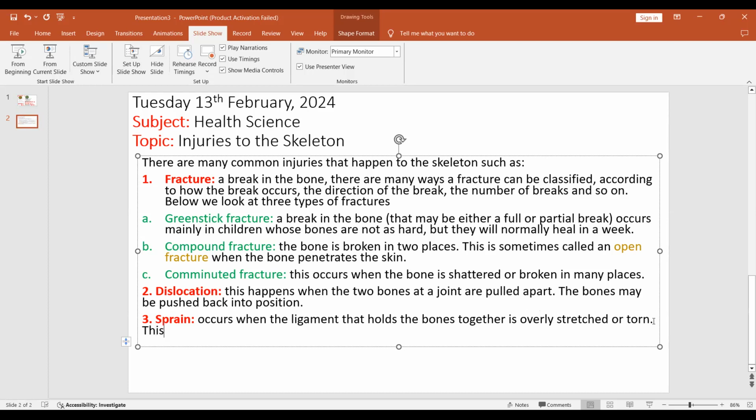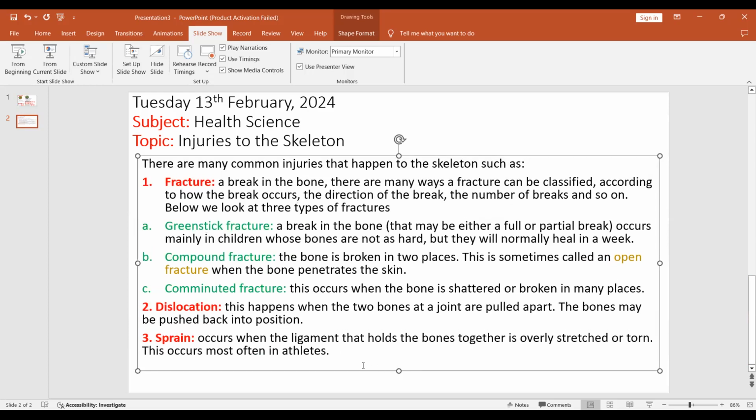This occurs most often in athletes. When you overly stretch your ligaments, or even when you tear your ligaments, we call that a sprain. All right. Alrighty. And there are some more.